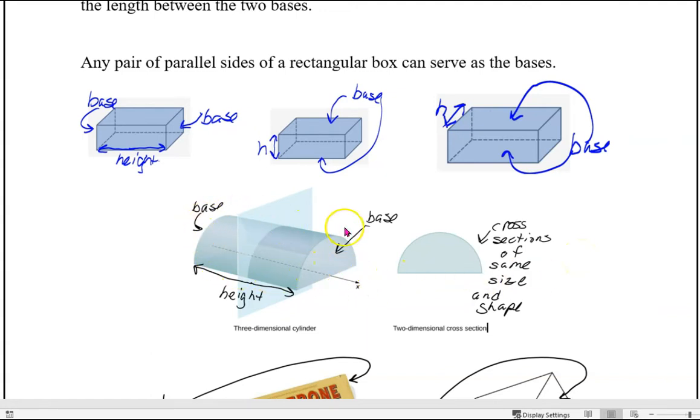So when I'm looking at this one, which is a semicircular cylinder, the height goes between the semicircle on this end and the semicircle on that end. There's no other possible choice for a base here because there are no other two sides that are the same size, same shape, and parallel to each other. These sides are curved. They're not the same size if you slice it in that direction. That makes the height be this distance here between the two semicircle bases, same size, same shape, parallel.